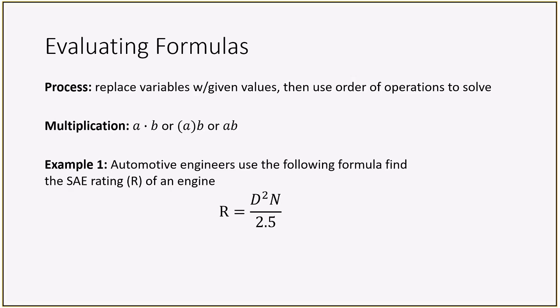So when we see this question down here, what it's saying is that we're doing d squared times n over 2.5. And if we're evaluating, we have to have some information. In this case, we're trying to find our r. Let's say our d is 3 3/4 inches and our n is equal to 4. So I'm going to plug those pieces of information into my formula.